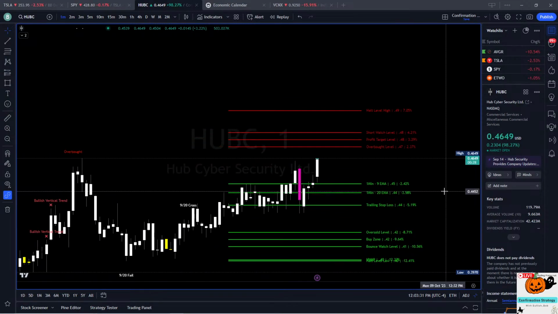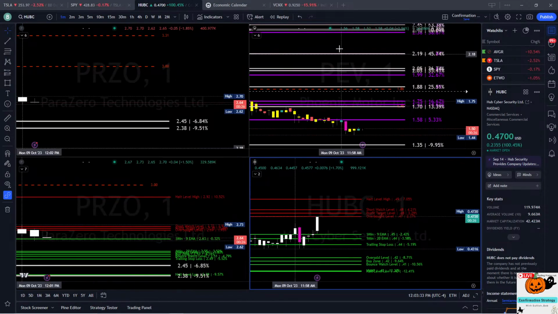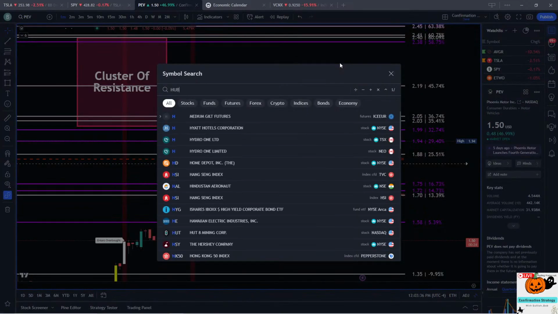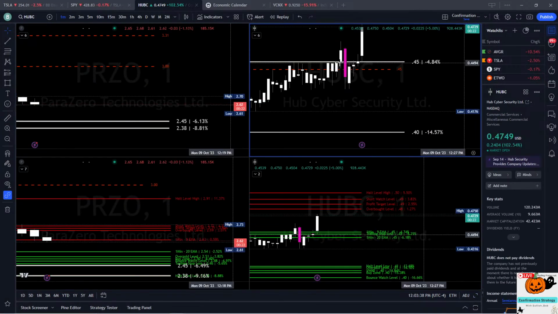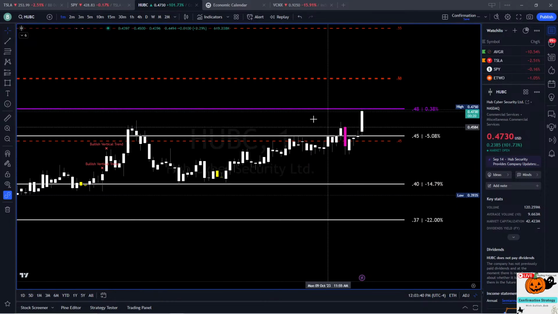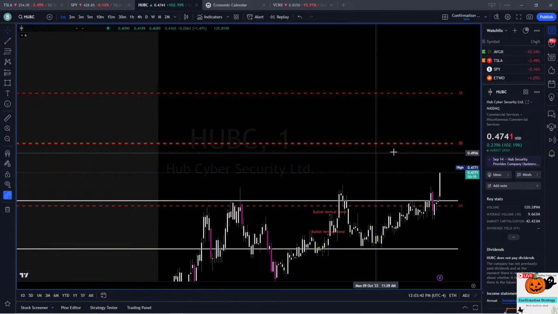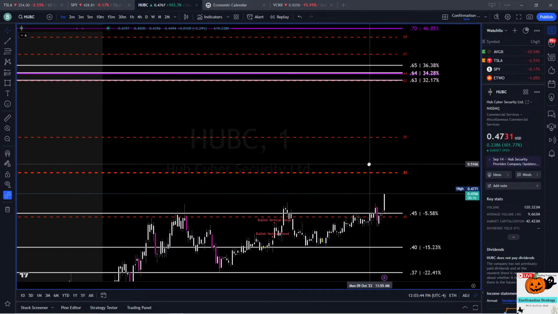This one is not with the levels. I do have the levels on this one as well. I think we marked this one already. Do we have levels? Yes, we do. All right, cool. Yeah, so I mark each one of these charts for our team every day.